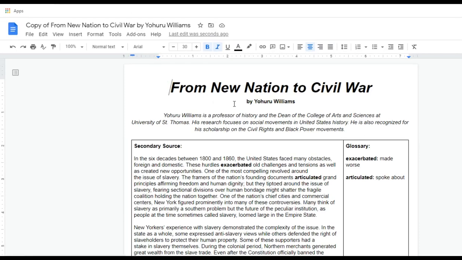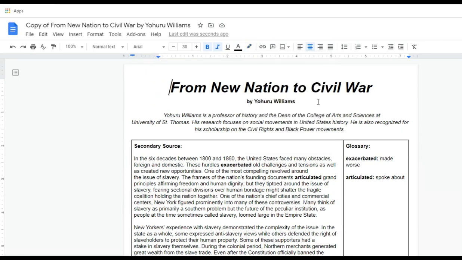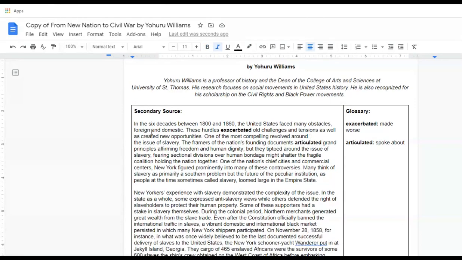Now, remember, you can highlight as you read. You're going to look for the trigger. Remember, you can highlight it in blue, short-term in yellow, long-term in pink. Okay, so now, From New Nation to Civil War by Uhuru Williams. Uhuru Williams is professor of history and the dean of College of Arts and Sciences, University of St. Thomas. His research focuses on social movements in U.S. history. He's recognized for scholarship on civil rights and Black power.